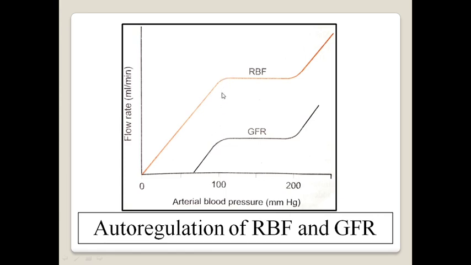So from 80 mm of Hg to around 200 mm of Hg, the renal blood flow remains constant. It will not change according to change in arterial blood pressure. That's why we can say this renal blood flow can be auto-regulated by the kidney in the range of arterial blood pressure of 80 mm of Hg to 200 mm of Hg. So remember this range, the renal blood flow remains constant because of its auto-regulatory mechanism.